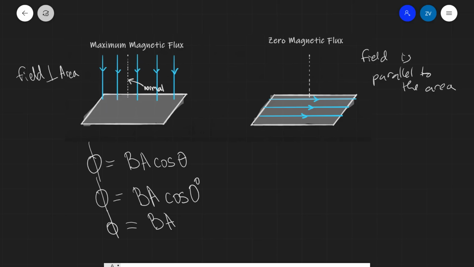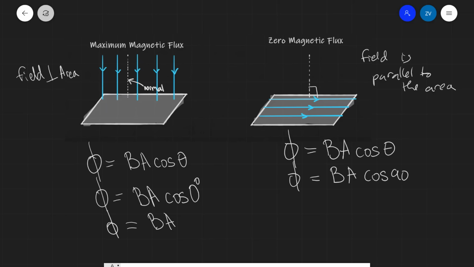In this case though, the field line is parallel to the area, which means that it's perpendicular to the normal. So remember, in our equation, phi is equal to BA cosine of theta. Theta is the angle between the normal and the field lines. In this case, it's equal to 90 degrees. So phi, our magnetic flux, will be equal to BA cosine of 90 degrees, and cosine of 90 degrees is 0, which means that our magnetic flux will be equal to 0.